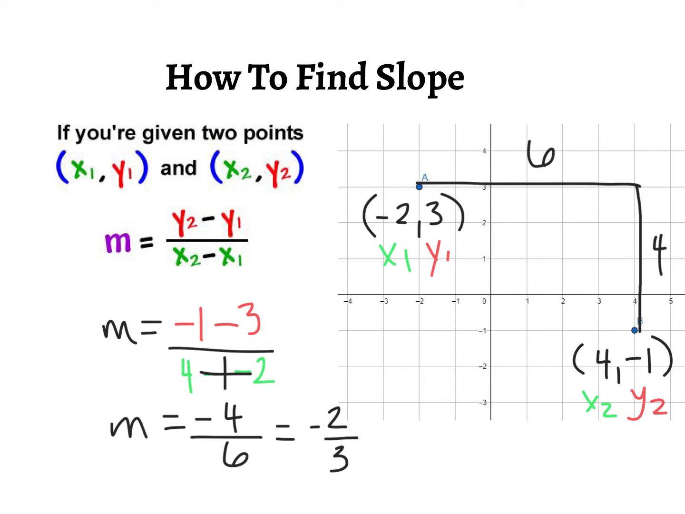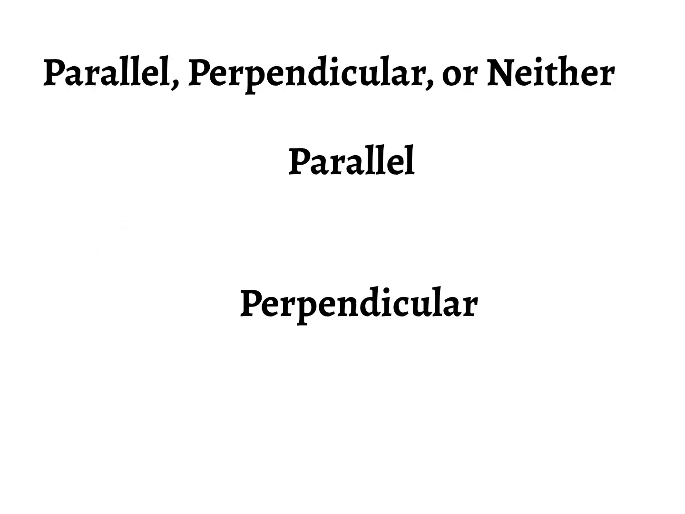This is how you find it on the graph and using the formula. Now let's talk about how we compare slopes. Whenever you have two sets of lines or two sets of points, and we want to compare this relationship, we can say that these lines are parallel, perpendicular, or neither.